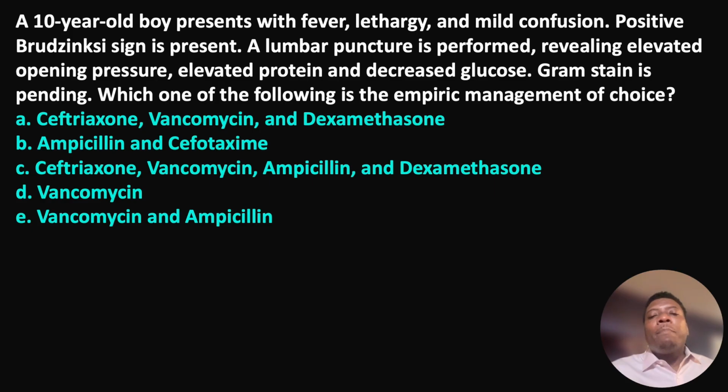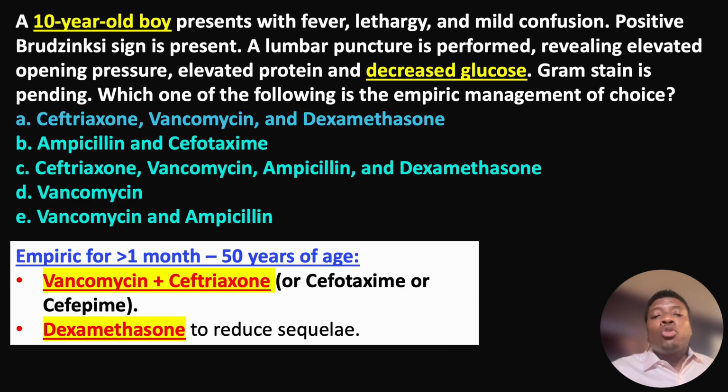Which one is the empiric management of choice? In this case, you have a 10-year-old that has CSF findings that are consistent with bacterial meningitis, and the Gram stain is pending, so we're going to give them empiric treatment. So remember, 1 month to 50 years of age, the preferred treatment is going to be ceftriaxone, vancomycin, and also dexamethasone to reduce the neurological sequelae, especially with strep pneumo, and if we worry about H influenzae.